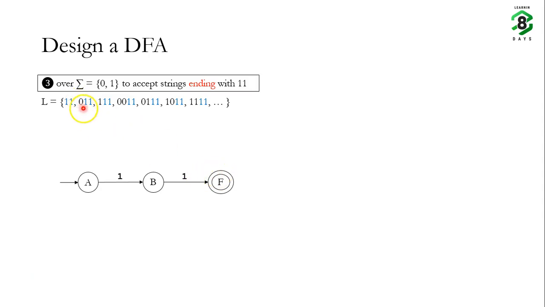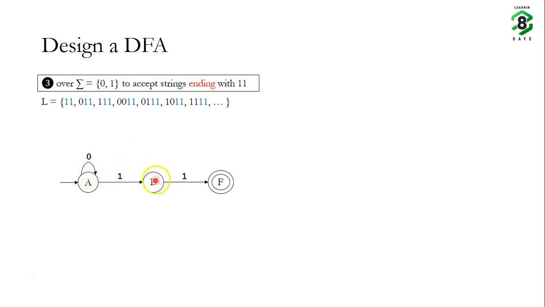The answer is yes. For example, 011 is such a string. Even 0011 and 0111 are strings which start with 0 but are still accepted by the machine. So we can stay in state A if we get input 0. We will continue to wait in state A as long as we get 0, until we get a 1.